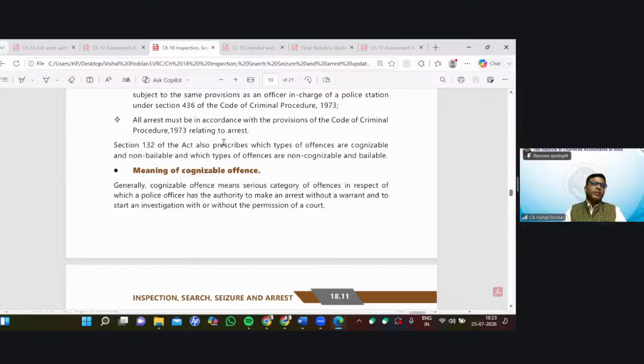So there is no separate provision in the GST law. Only the GST law has provided the offenses and the monetary limits when arrest will apply. Once arrest is applicable, the manner of arrest, the safeguards, the manner of keeping the person in custody, everything has to be as per the Code of Criminal Procedure.